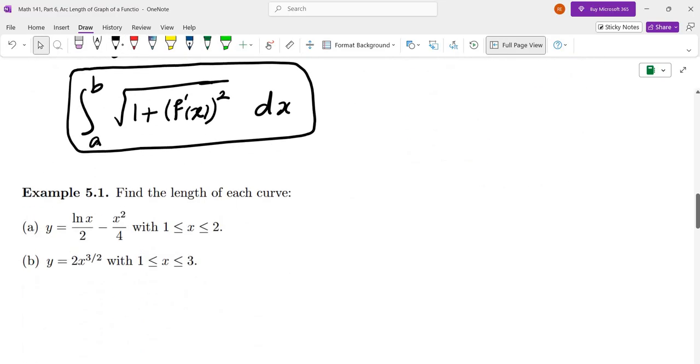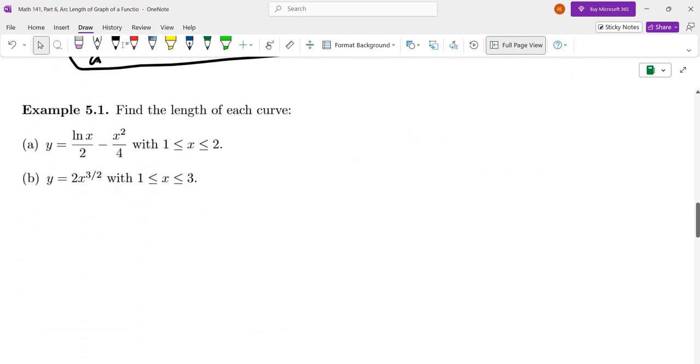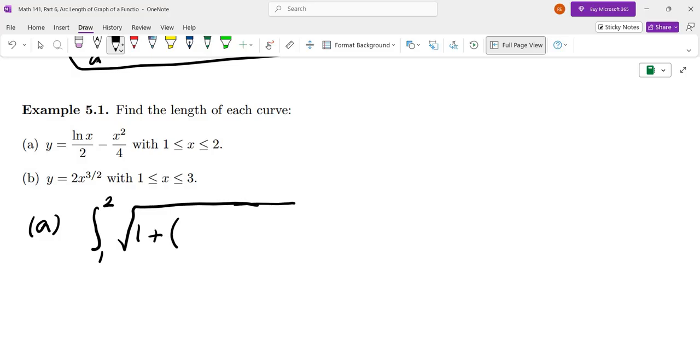Okay, so for the rest of the time, we're going to do some examples on this. The first example is to find the length of each of these curves. The first one is natural log of x over 2 minus x squared over 4. So what is the arc length? It is the integral from 1 to 2. They gave us the limits. The integrand is the square root of 1 plus the derivative of that squared.